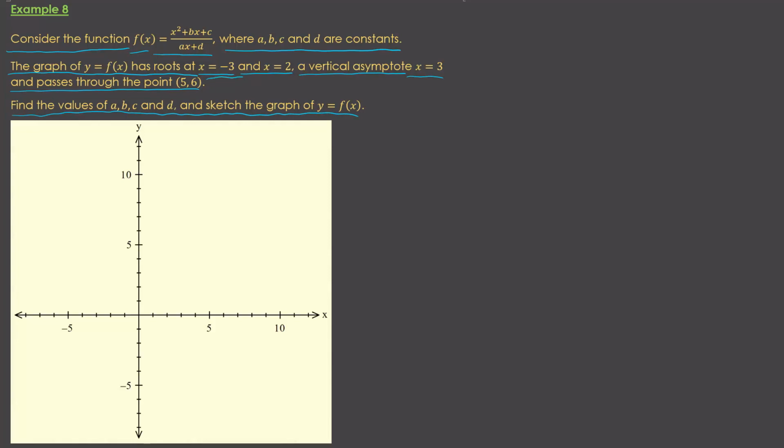Well, if we know the roots are at -3 and 2, that means that the top is going to be 0 when x equals -3 and 0 when x equals 2, which tells us that what we have is x plus 3 and x minus 2. Now we know that the vertical asymptote is x equals 3, which tells us we need to have x minus 3 on the bottom, but there could also be some constant here.